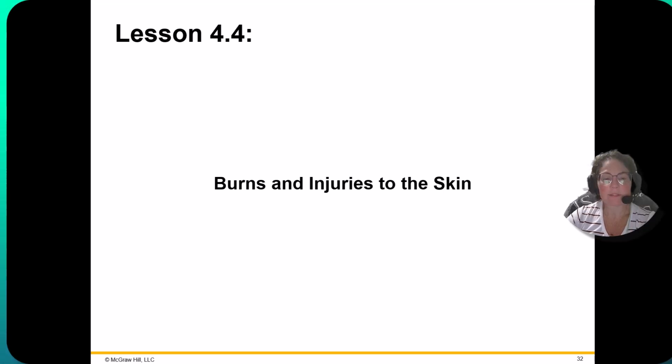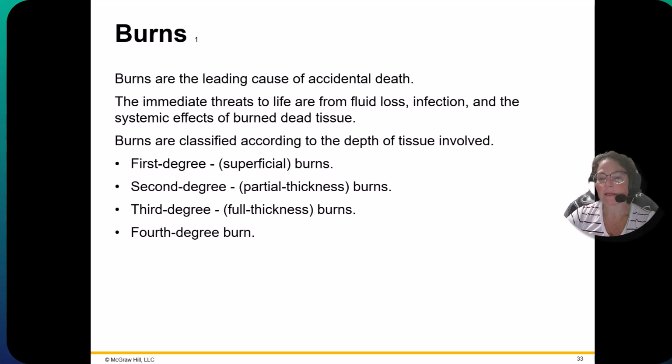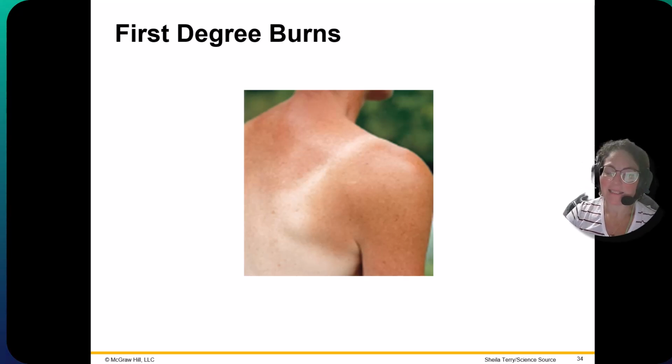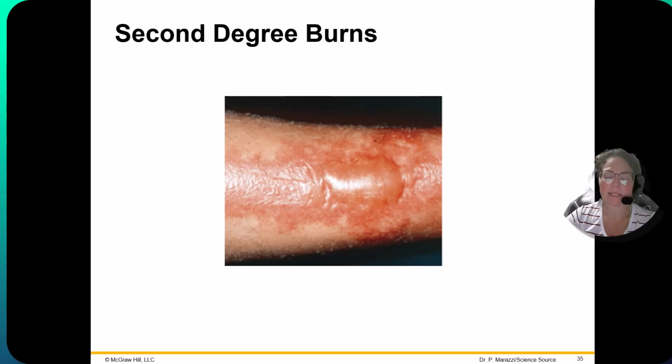Next, we get into burns and injuries of the skin. There are 4 different levels of burns. You have a 1st-degree burn, 2nd-degree burn, 3rd and 4th-degree burns. So let's take a look at what they mean. Your 1st-degree burns. This is basically your sunburn. It's just redness of the skin where the skin is still intact. Even if it's blistered, it's not a 1st-degree burn. But once it blisters, then that's actually a 2nd-degree burn as seen here in this picture.